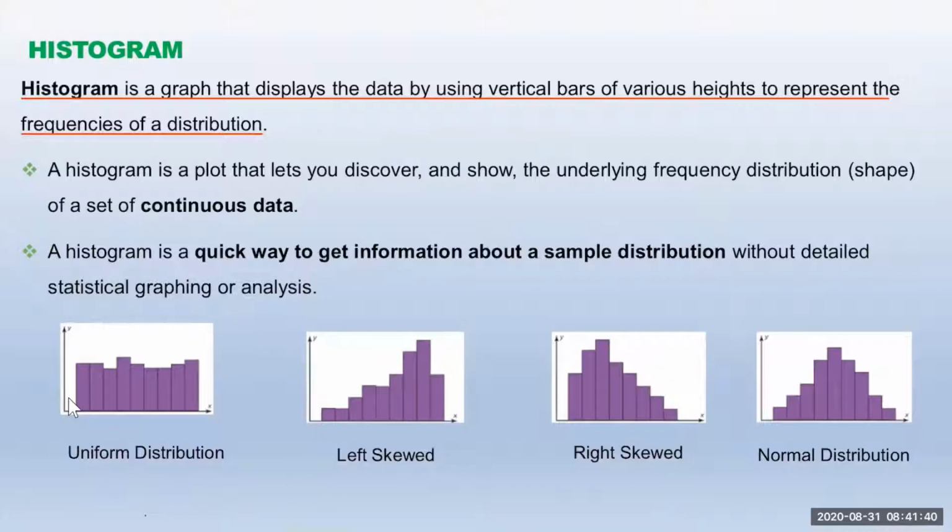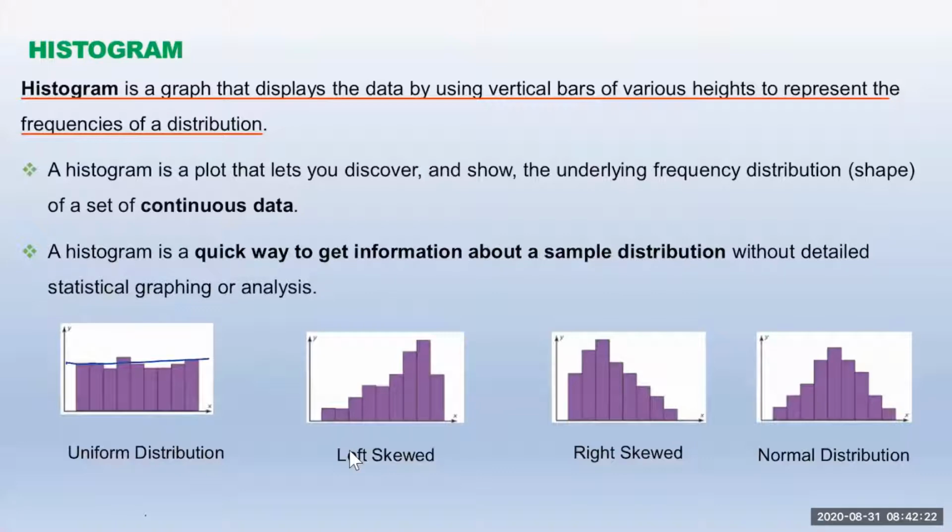We need this histogram because histogram is a plot that lets you discover and show the underlying frequency shape. We'll be talking about shape of distribution a lot in the course. So it will help you to determine the shape of the distribution of the data. When I say the shape, this is the meaning of that. If you look at the first histogram here, you can see that all bars are pretty much the same height. Not exactly, but pretty much the same height. So if the height is pretty much the same, we say that the distribution is uniform. So the first graph here represents uniform distribution.